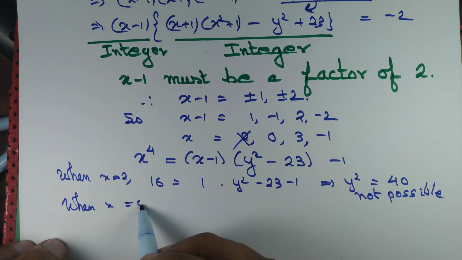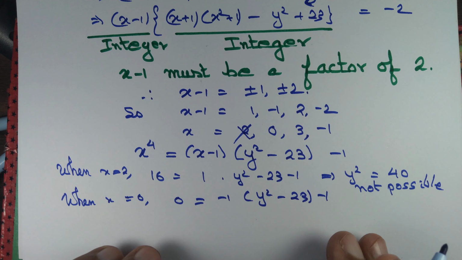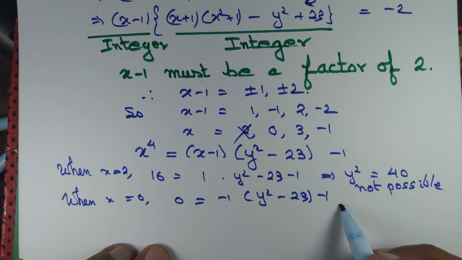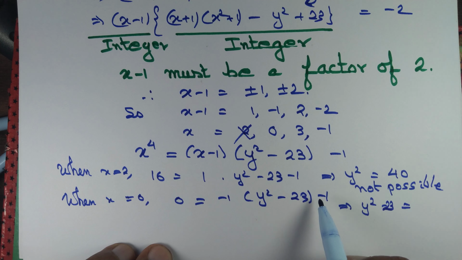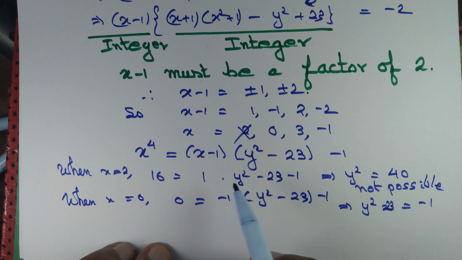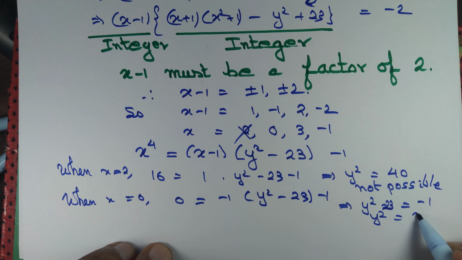Now when x equals 0, 0 equals minus 1 times (y square minus 23) minus 1. That gives us y square minus 23 equal to minus 1. So y square equals 22. Again, it's not possible. So we rule out the case x equal to 0 as well.